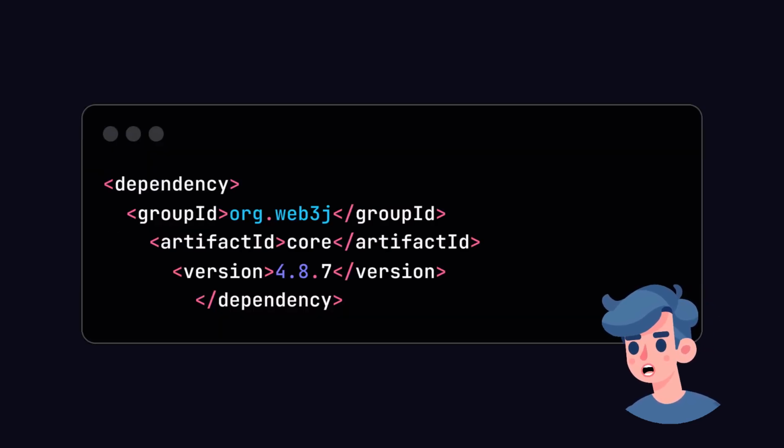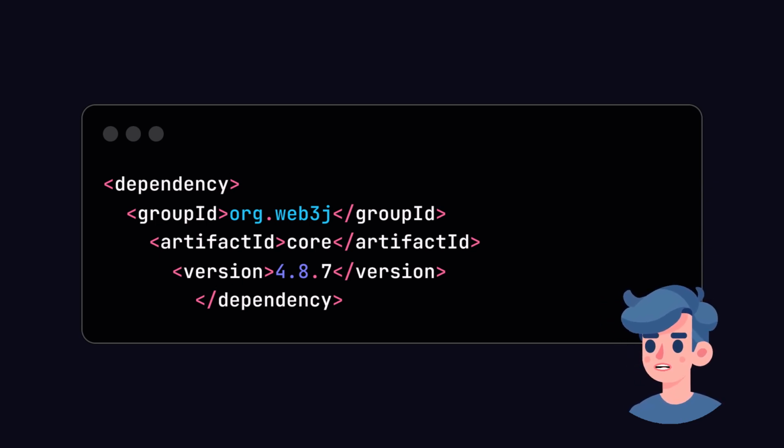Next, let's add some dependencies to our pom.xml file. We're going to use Web3j, a lightweight Java library that allows you to interact with Ethereum blockchains. Add the following to your dependencies section.